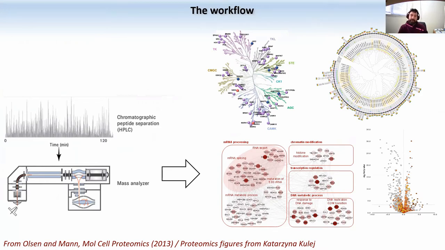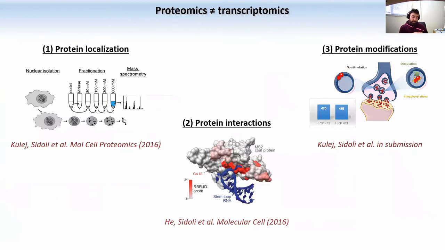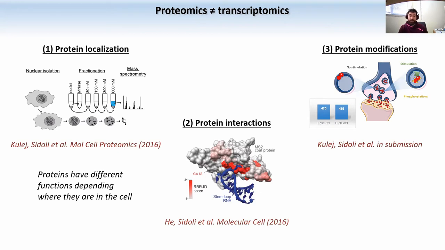And these are just some of the examples of the things that we'll very likely discuss on Monday. And just a quick reminder about why it's so important to do proteomics and why proteomics is not the same as doing RNA sequencing, the transcriptomics, is because proteins compared to RNAs have a variety of properties that usually RNAs don't have. So protein drastically changes its function depending on where it's localized in the cell. If it's in the nucleus or the cytoplasm, proteins are likely to have a different function depending on where they are in the cell.